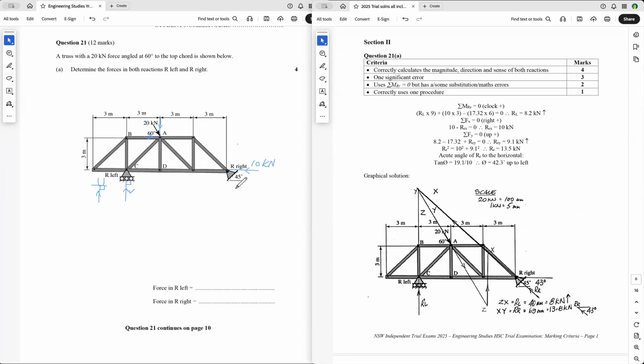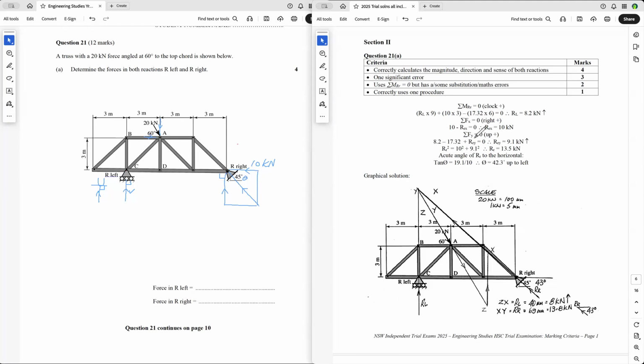Then the next one is you have to do this vertical force here, and that will be at 90 degrees. And then we resolve this using Pythagoras, and then we get the reaction at R, reaction right. And then we have to find theta, that angle, the acute angle of the horizontal. And so this is how it's been done.